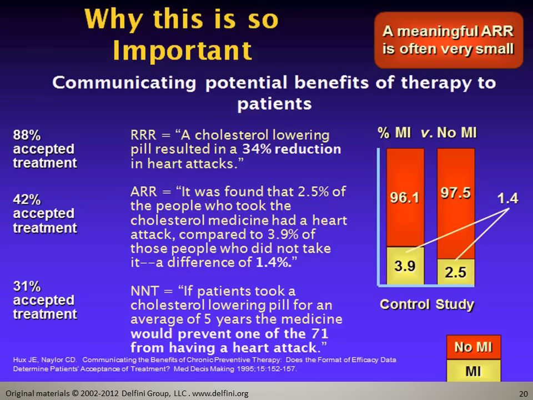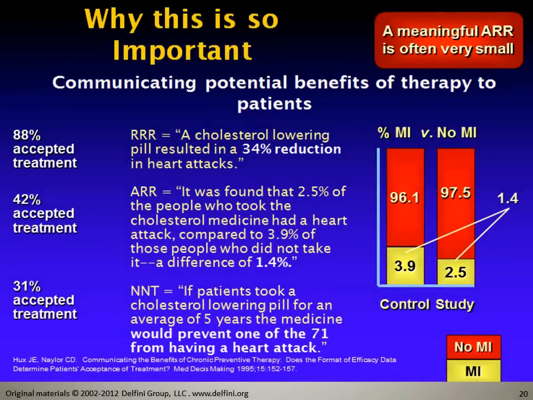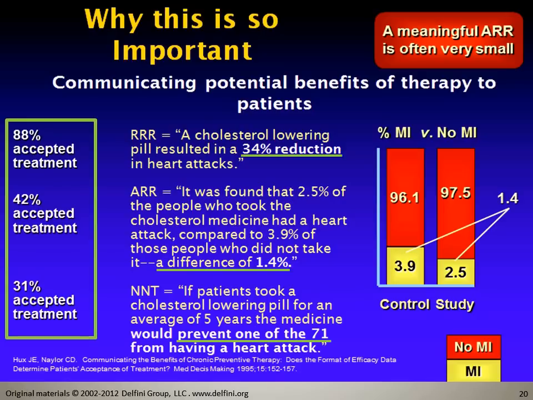Here's a report of a study in which patients were given information about the same study outcomes 3 different ways. See how the same information reported as different measures of outcomes drastically affected patient treatment acceptance rates?